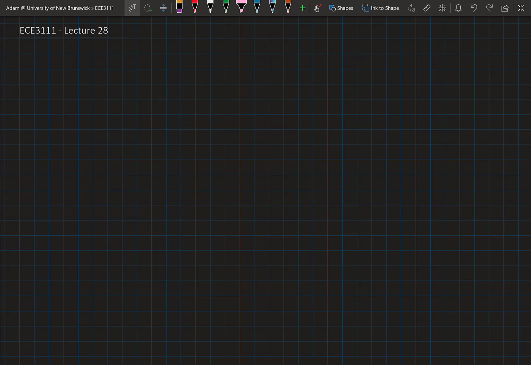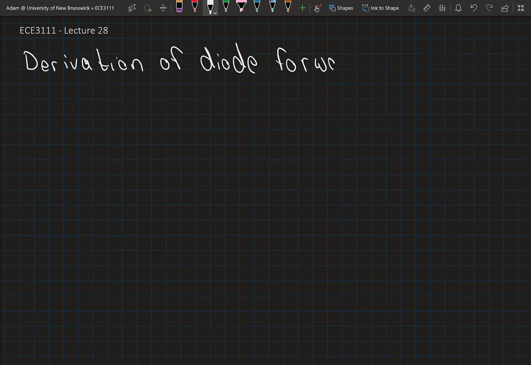In the last lecture we explored the reasoning for the diode forward current with an applied forward voltage, and this class I'd like to dig in to derive the actual magnitude of that current for forward bias conditions.